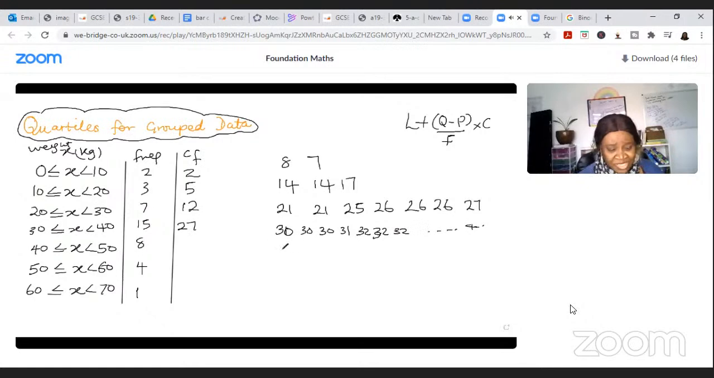Okay, so between 40 and 50, you have 40, 41, 42, 43, 44. So let's say this was 27th data here. Your 27th data was here. 28th data, 29th, and your 30th data is inside of this class.